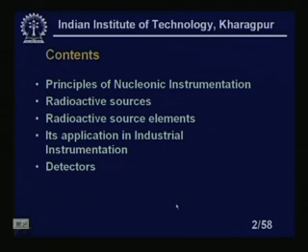Then detectors: what are the different detectors used in this type of instrumentation, nucleonic instrumentation. Then also, even though it is a little diverse, we will cover nuclear medicine, because nuclear medicine also uses some sources and some detectors, which are very similar. So, there is some instrumentation there also. So, under the head of nucleonic instrumentation, we will also cover nuclear medicine.